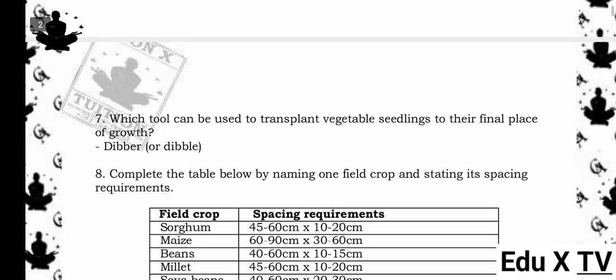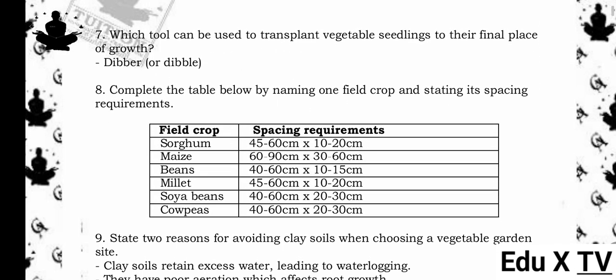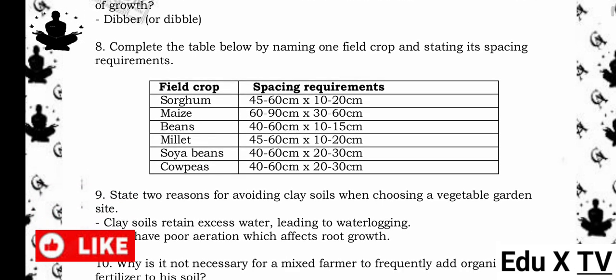7. Which tool can be used to transplant vegetable seedlings to their final place of growth? Dipper or dibble. 8. Complete the table below by naming 1 field crop and stating its spacing requirements. Sorghum: 45 to 60 cm times 10 to 20 cm. Maize: 60 to 90 cm times 30 to 60 cm.